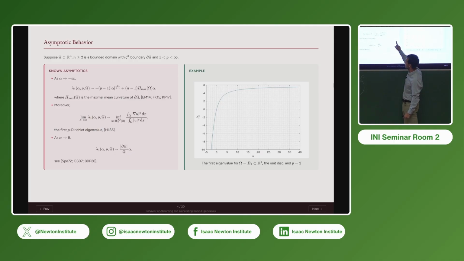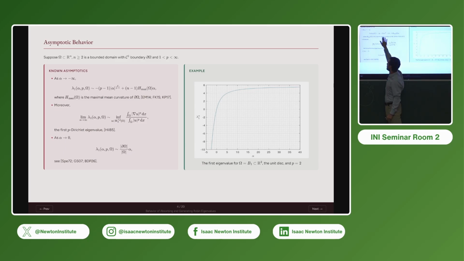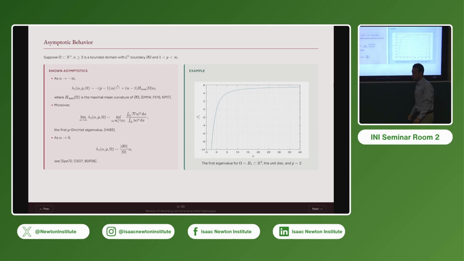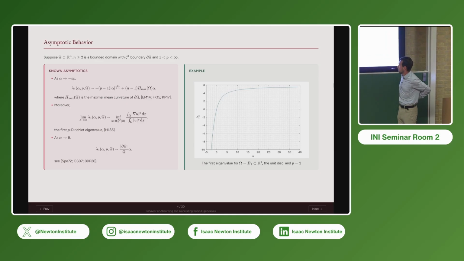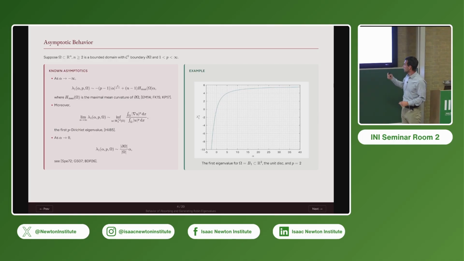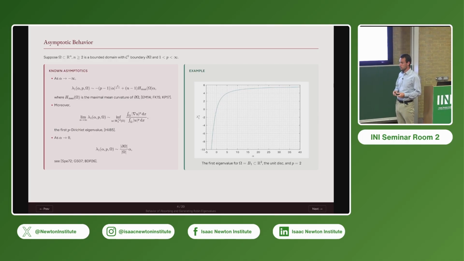If you only have Lipschitz continuity, you can still prove that when alpha tends to negative infinity, the same leading term asymptotic is true. But for this linear term, you have to assume that the curvature is defined almost everywhere. So you need a little bit more smoothness.